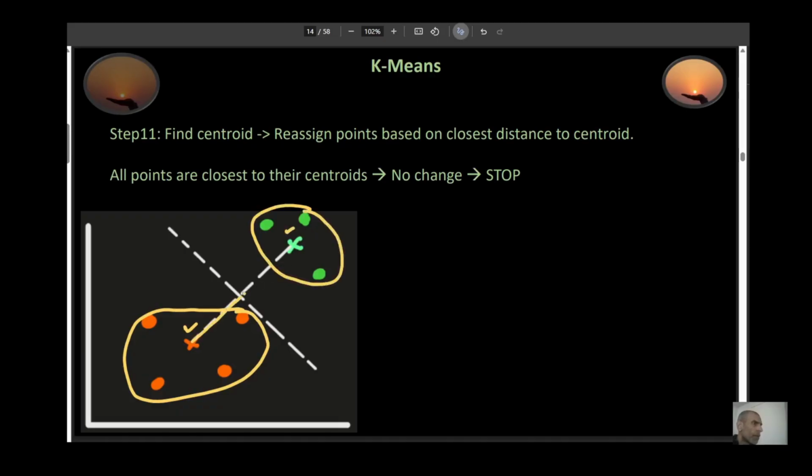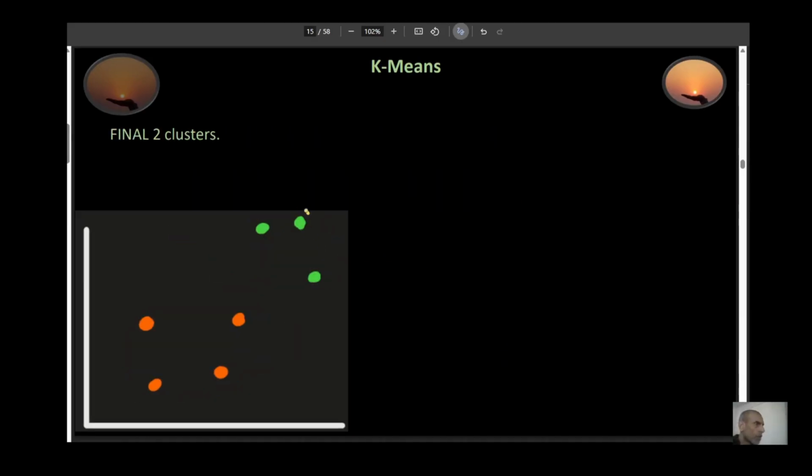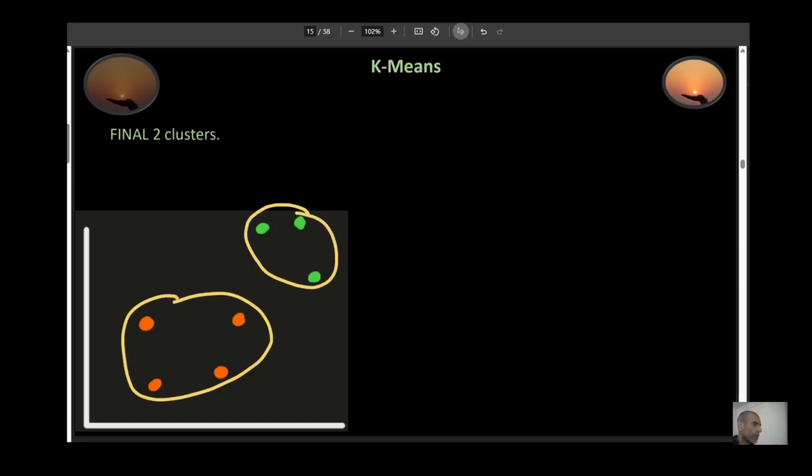You draw a line between them, draw a half line, and then you find which points are closest to which centroid. Well, this one is closest to this, this one is closest to this, and same thing with this. Same thing over here. Now, if you notice, there is no change happening over here. All the points that are assigned to the cluster, they are still assigned to the same cluster. In other words, there is no change, and when there is no change, you stop. So this is your final two clusters, this one and this one right here.